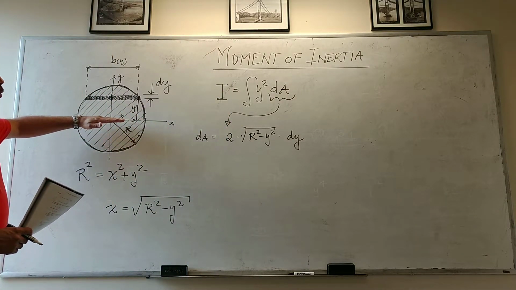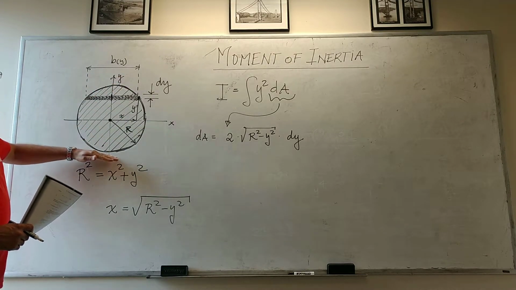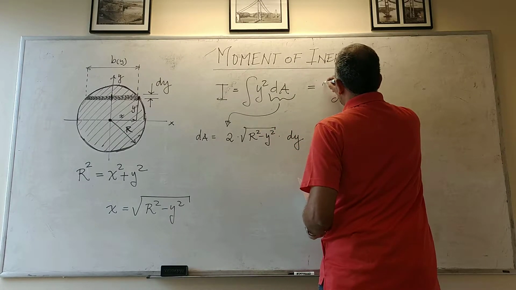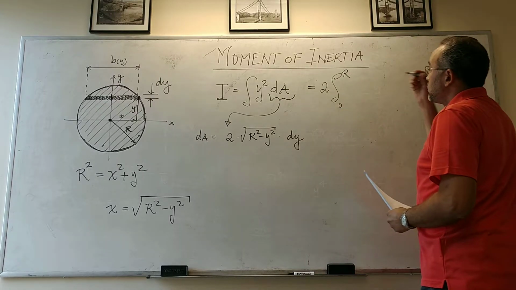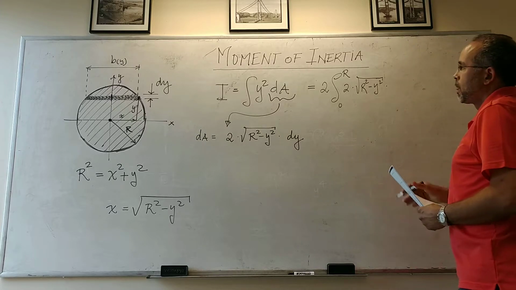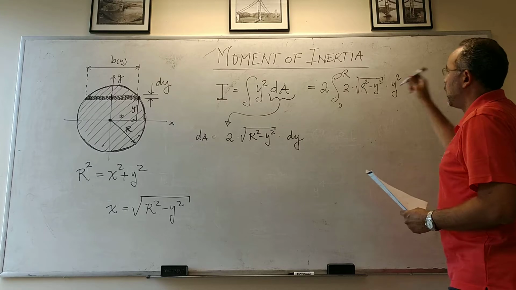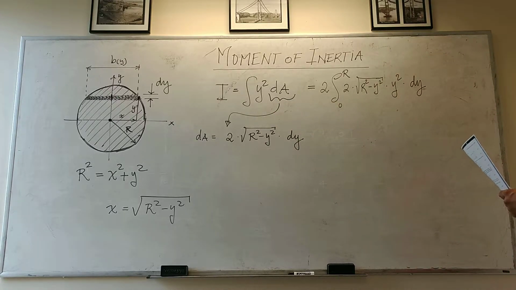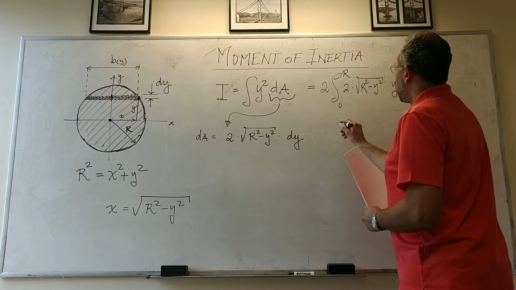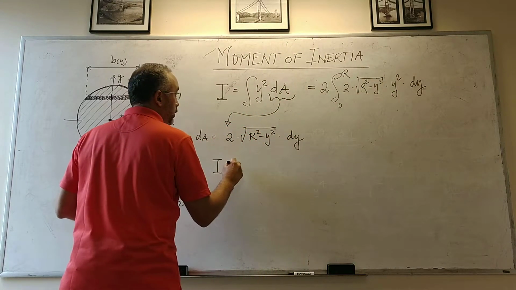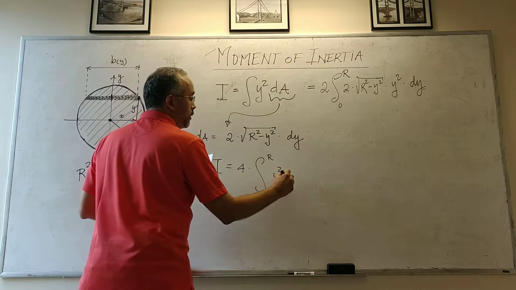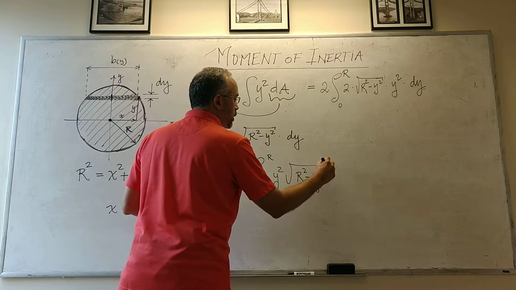We calculate that for all y's from 0 to r, and then we simply multiply that by 2 to account for the lower half of the circle. So this integral will be 2 times from 0 to r of 2 times the square root of r squared minus y squared times y squared dy, right? This y squared goes here. Now we have to solve that integral. Let's organize a few things here. We're going to say that this moment of inertia would be equal to 4 times the integral from 0 to r of y squared times the square root of r squared minus y squared dy.